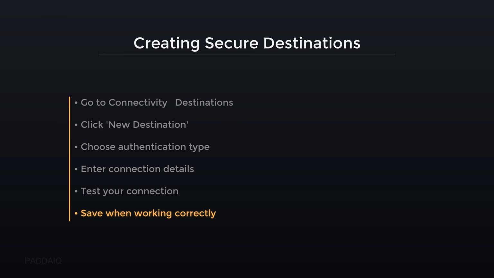Save when working correctly. This means only confirming your secure destination after it successfully connects and passes all tests. For instance, after configuring a destination to your HR system, verify it retrieves data properly before saving it. This prevents storing faulty configurations that could disrupt your applications later. Always validate first to ensure operational integrity.